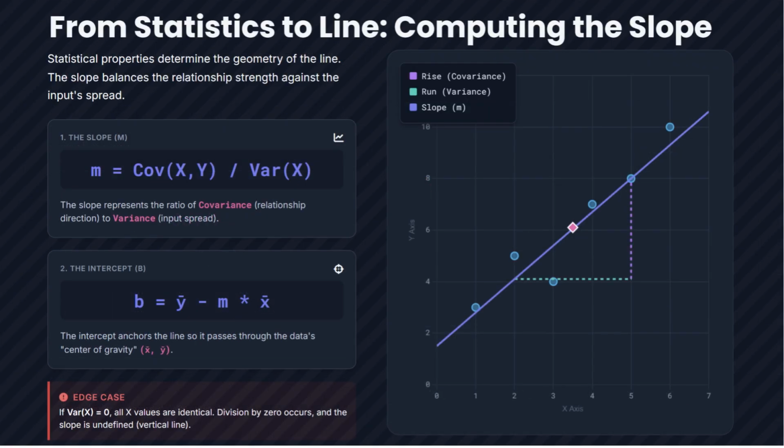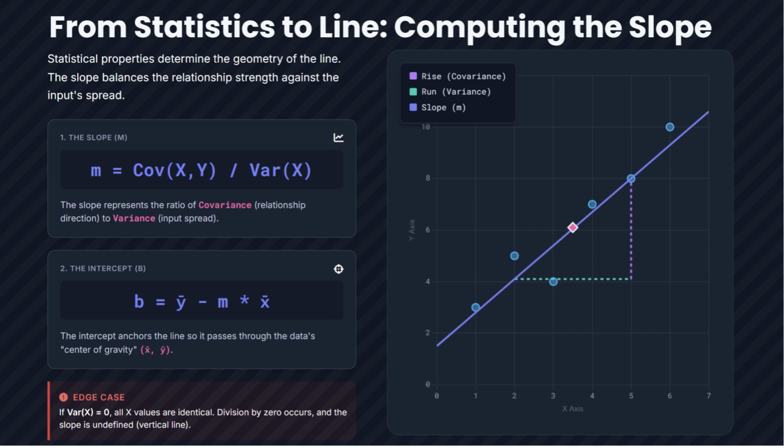Here comes the most exciting part. We now turn our statistics into the actual regression line. First, the slope m is calculated as m equals covariance(x, y) divided by variance(x). This ratio balances how strongly x and y are related against how spread out x is. Second, the intercept b is b equals mean of y minus m multiplied by mean of x.